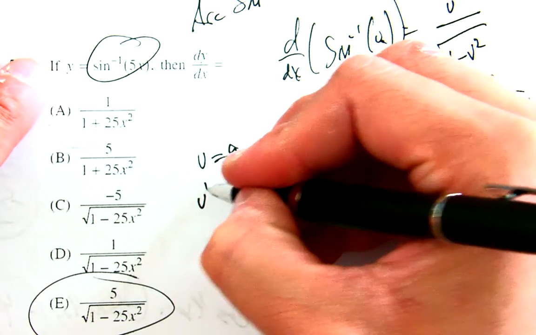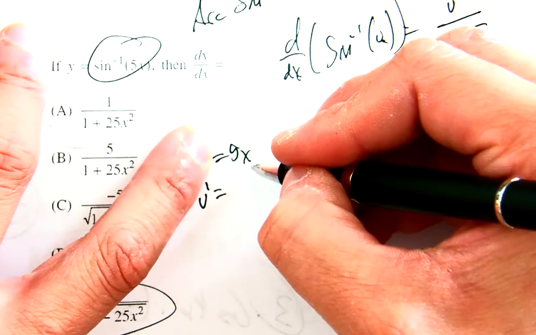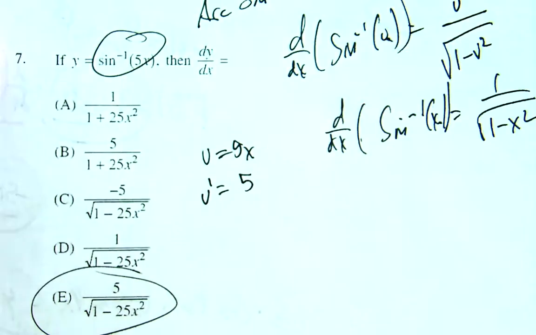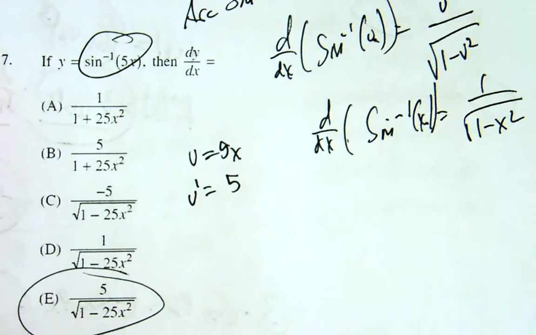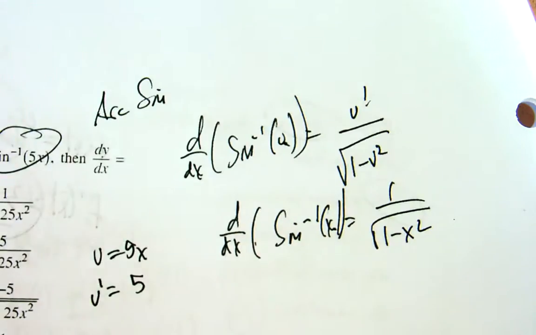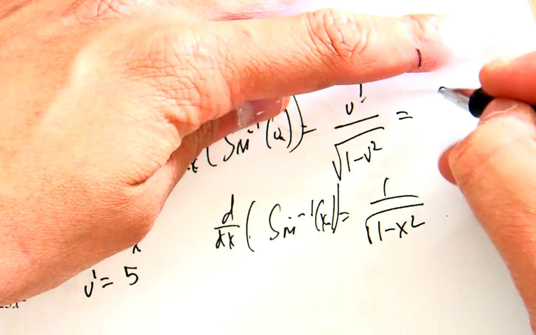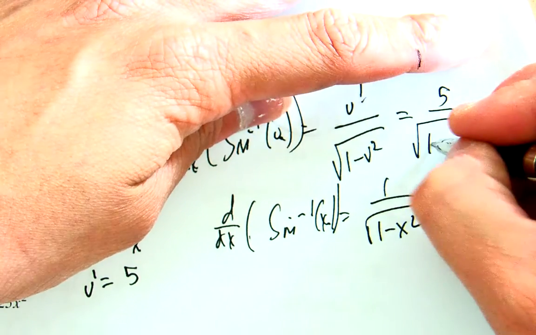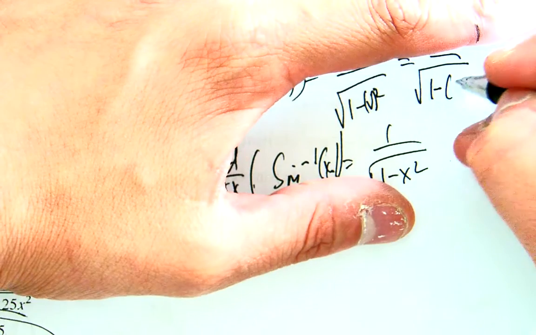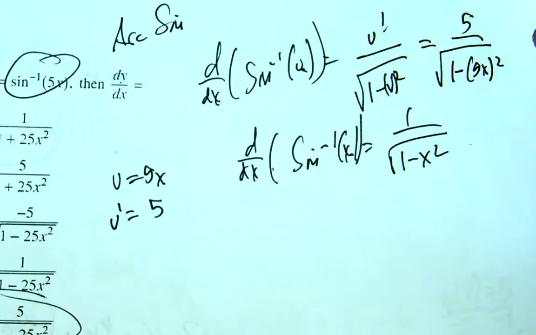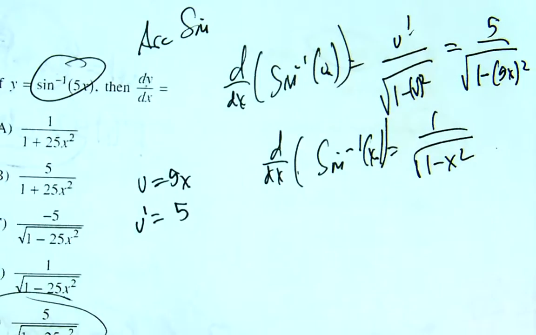So we know that u prime is the derivative, which is what? The derivative of 5x is 5. So you just plug it in, basically, right? So that's one way you could do it. So you could just say this is 5 over the square root of 1 minus, and then u is what? U is 5x here. So it's going to be 5x squared. And hopefully from here you should be able to see the answer.